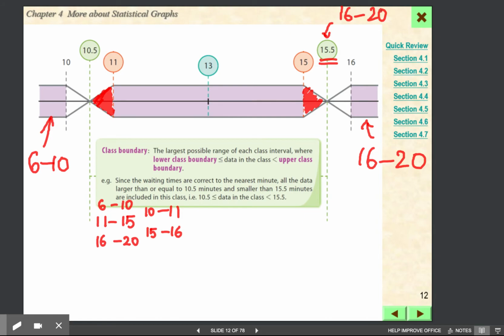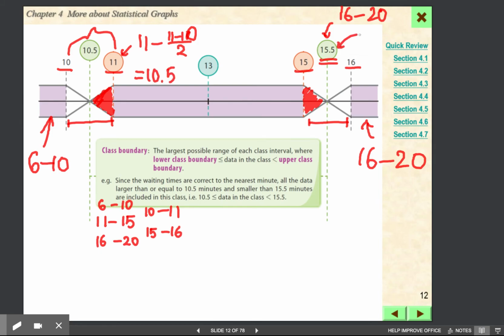Okay, so that is why now you can see two boundaries. This boundary is one half of this region. Basically, we find the difference between this class limit and this class limit, and this one and this one. Then you find one half of these two class limits, and use this one to minus this one. That's why you can find this equals 10.5. And you use the same method to find 15.5.